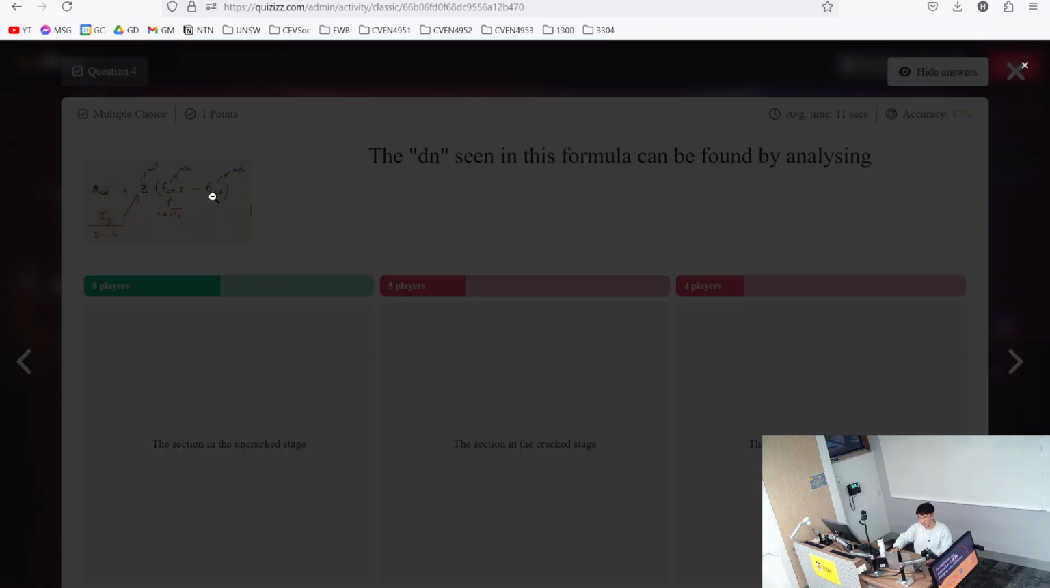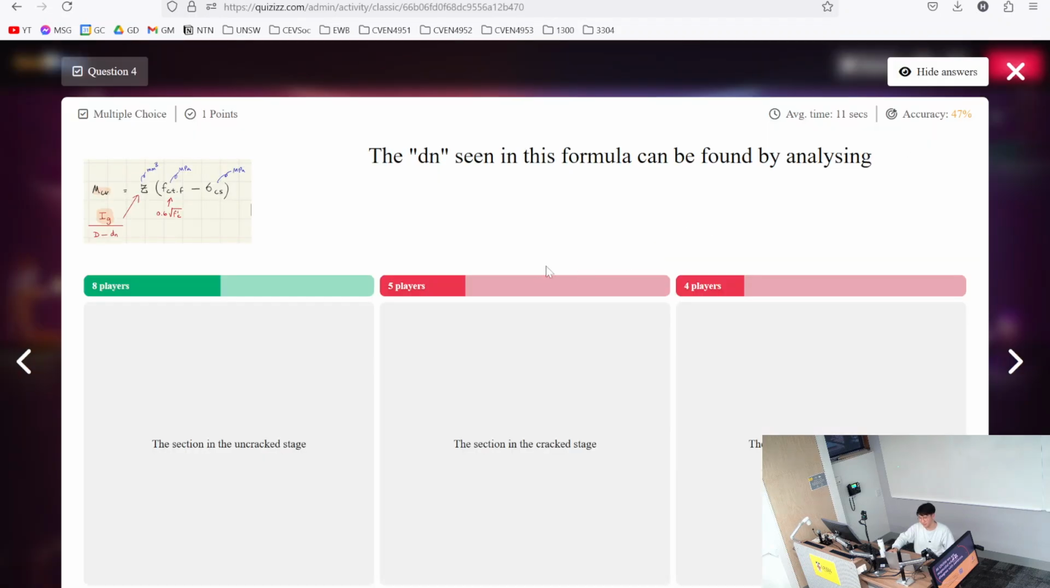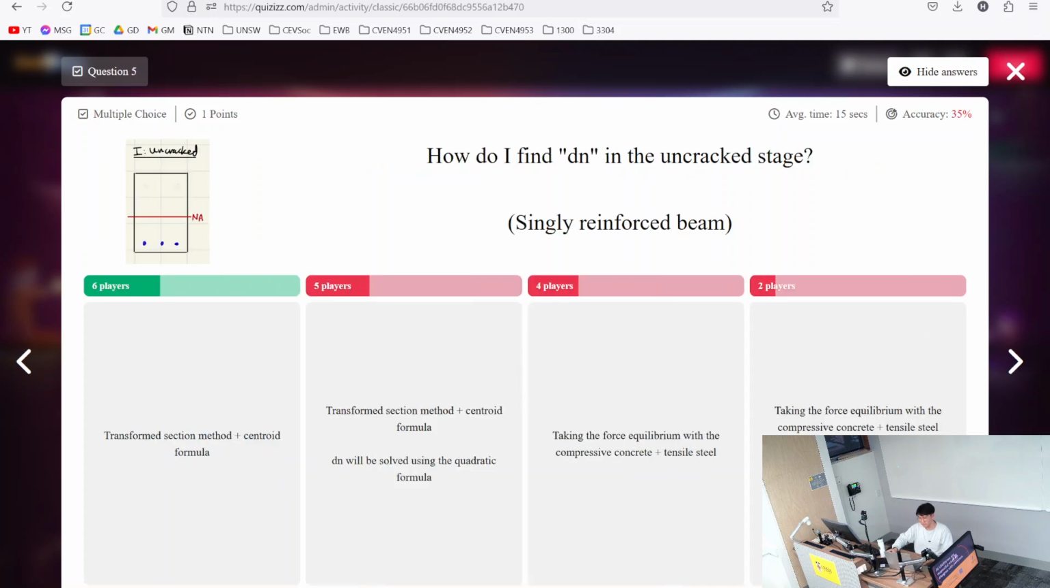The D-Owner's formula can be found by analyzing the cracking moment formula. The cracking moment is defined by basically the section before it cracks, right? And then what causes it to crack is all these components. So you have to analyze the uncracked stage in order to find the cracking moment. For the depth of neutral axis in the uncracked stage, you use the transformed section method and centroid formula. We didn't talk about this today because it's only relevant to serviceability. My bad. In my head, I forgot that we didn't cover this.